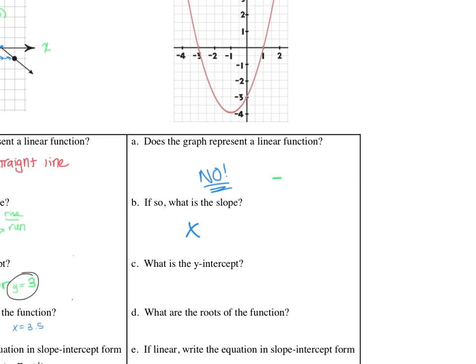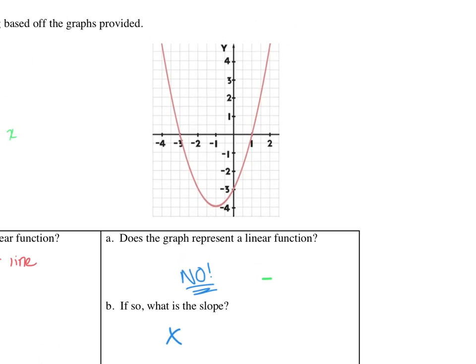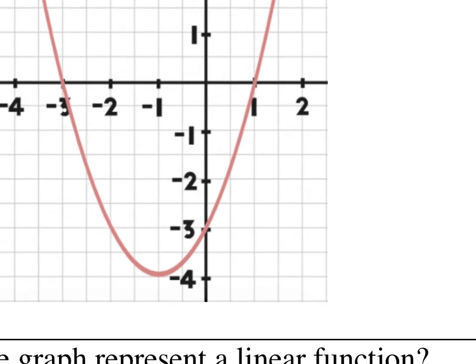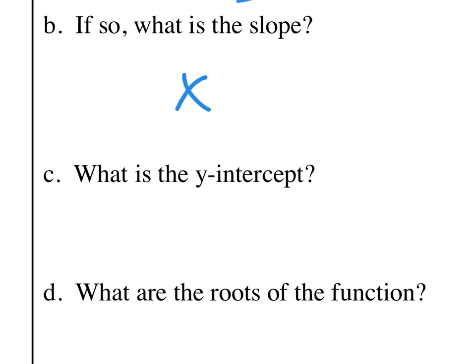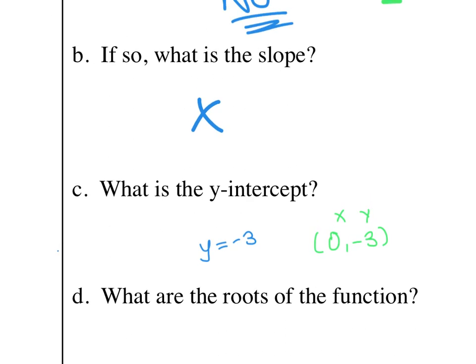We can answer the y-intercept though. Our y-intercept is where we cross the y-axis. So we cross the y-axis right here at -3. So I can say -3 is my y-intercept. So I can say y equals -3. Or I can say 0, -3. Because remember, your x value comes first and your y value comes next.